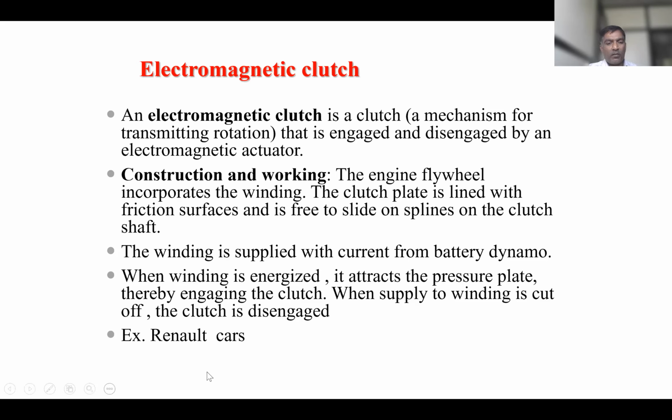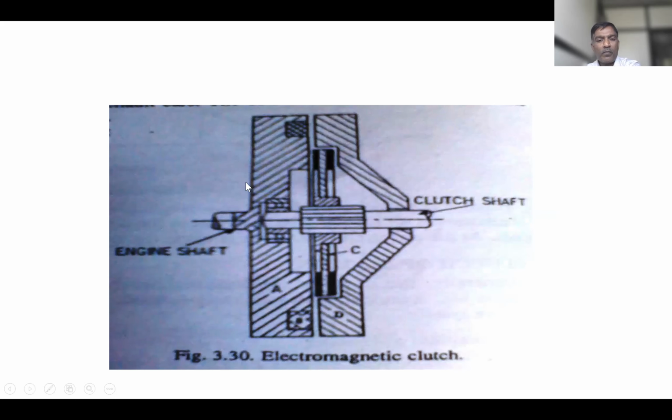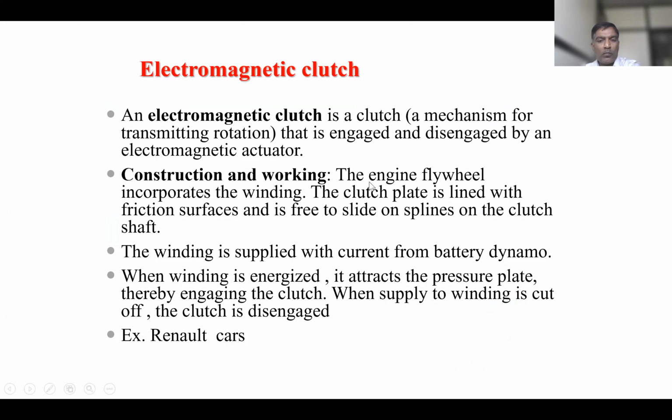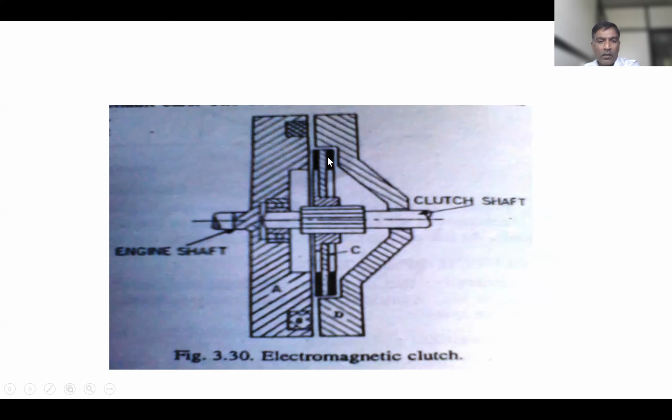So here the construction is written. You can see this one is the flywheel, and here there is a coil. Inside the flywheel, this is the flywheel, and this D is the coil. So the engine flywheel incorporates the winding, right? So there is winding, and this one is the clutch plate, which has frictional lining on both sides.